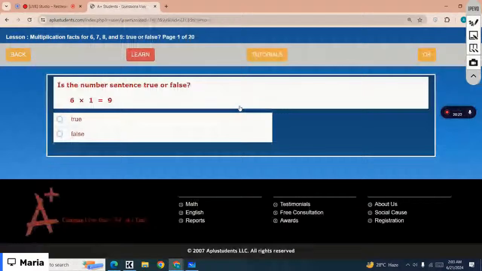Let's just start with the test questions. Is the number sentence true or false? 6 times 1 equals 9. False it is, right? 6 times 1 is 6, not 9. So false it is. The correct option is false.